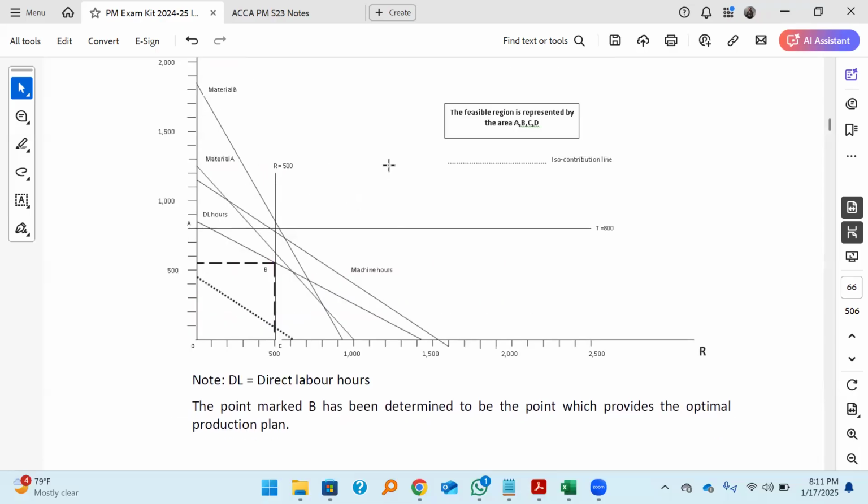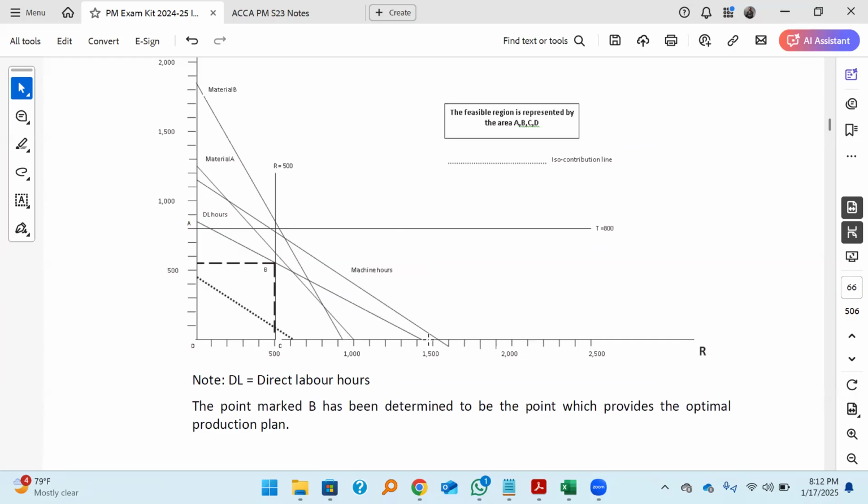To know where the shadow price is going to be, we are going to see these lines. This one is for material B. It doesn't reach here, so it means that there is slack. We don't use all of it, because remember, this point here is our point where we have the optimal solution. So materials don't pass there, so we don't use all of them. Material A as well doesn't pass there.